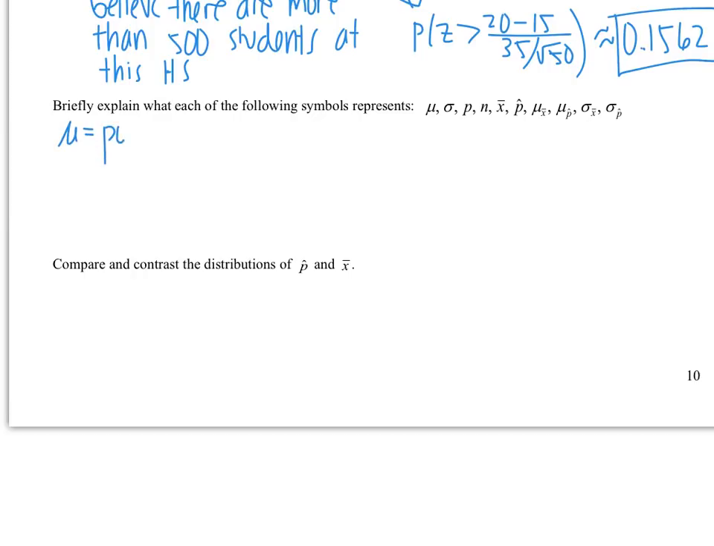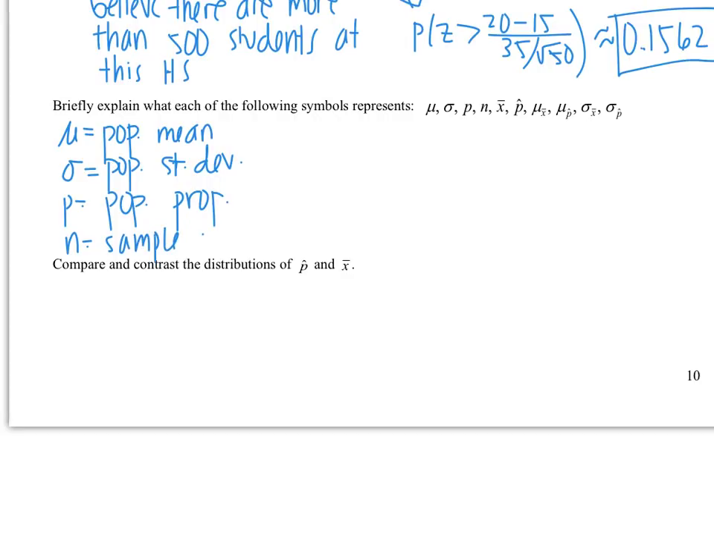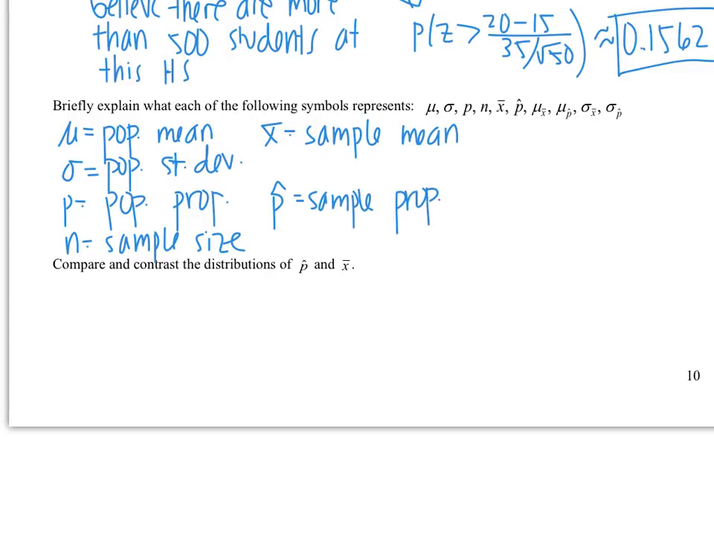Mu is the population mean. Sigma is the population standard deviation. P is the population proportion. N is the sample size that you are taking. X bar is the sample mean. P hat is the sample proportion. And then these last four, those relate to the sampling distribution.